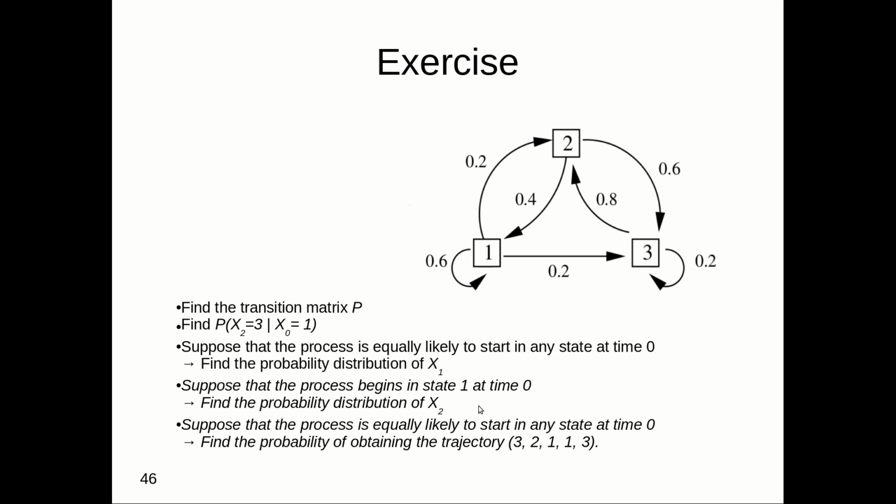Then the last exercise is that, suppose that the process is equally likely to start in any state at time 0, find the probability of obtaining the following trajectory: 3, 2, 1, 1, 3. Here again you would start with the prior probability of starting in state 3, which will be 1 over 3, and then you have to figure out the transition probabilities: to 2, then to 1, then staying in 1, and then going back to 3. You just have to multiply those probabilities.